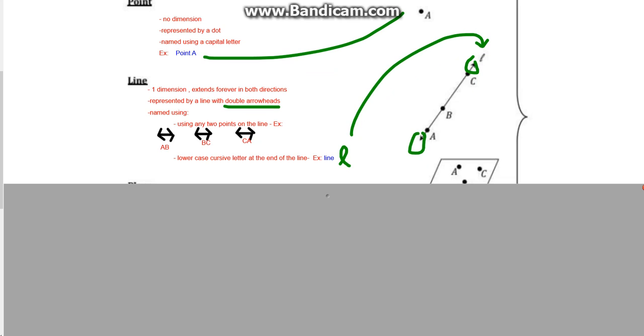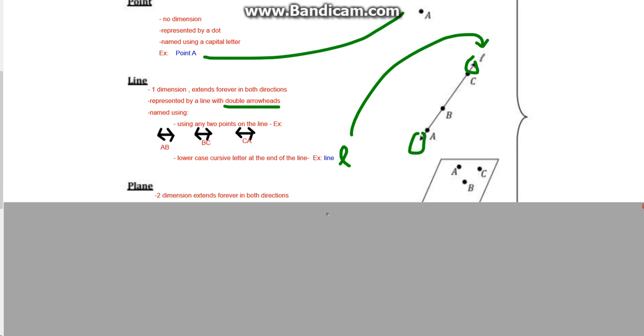Another way of naming it is using a lowercase letter at the end of the line. For example, line L, and we can see that it's over here. Sometimes you see other letters. It can be line B, line C, doesn't matter. But if you see that lowercase letter, you can also name it.